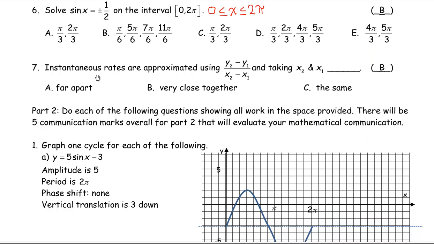Last multiple choice here: instantaneous rates are approximated using this, and this is just the slope formula, when you take x2 and x1 very close together. If you take them far apart, it's called an average because it's over a larger portion of the graph, but if you take them very, very close together, you get a good approximation for an instantaneous rate. So that's why B is the correct answer for question number 7.